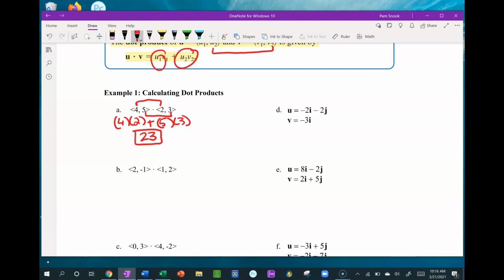Now let's look at D. You have u is negative 2i minus 2j. That's also a component form. And v is minus 3i. And you can think of that as a 0j. So when I do the dot product there, I'm going to take the negative 2 and the negative 3 on the i's, multiply them and add. And then I have the negative 2 and the 0. Now that 0 times negative 2, that goes away, so my answer is going to be 6. So you can do the dot product if we have it in component form or we have it times the unit vectors.